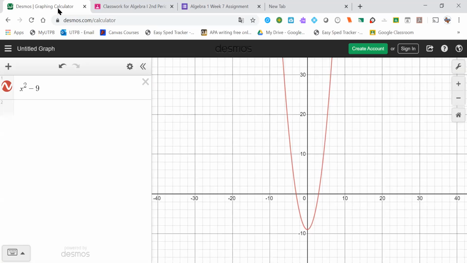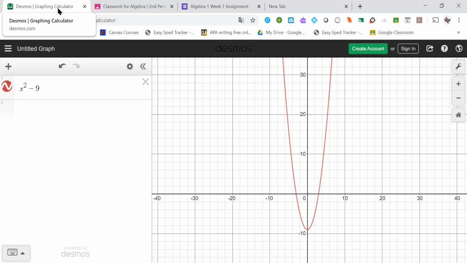And if you notice, this is where you can see whether the graph opens up or opens down. What you have to think about is if it opens up, it looks like a smiley face. If it opens down, it looks like a frowny face. The way I have some of the students remember is when you're feeling up, you smile, and when you're feeling down, you frown. So this is like a little smiley face, the red line that you can see on the screen.